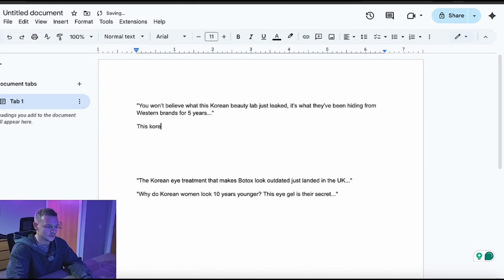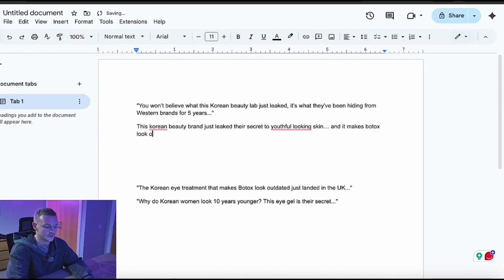This Korean beauty brand just leaked their secret to youthful looking skin. Let's actually add a part of this, and it makes Botox look outdated. That's quite a good one.